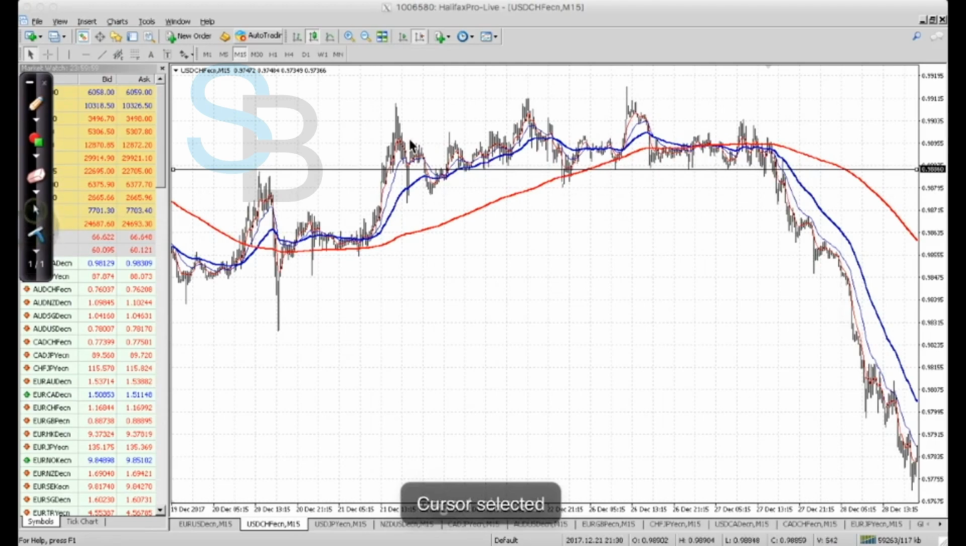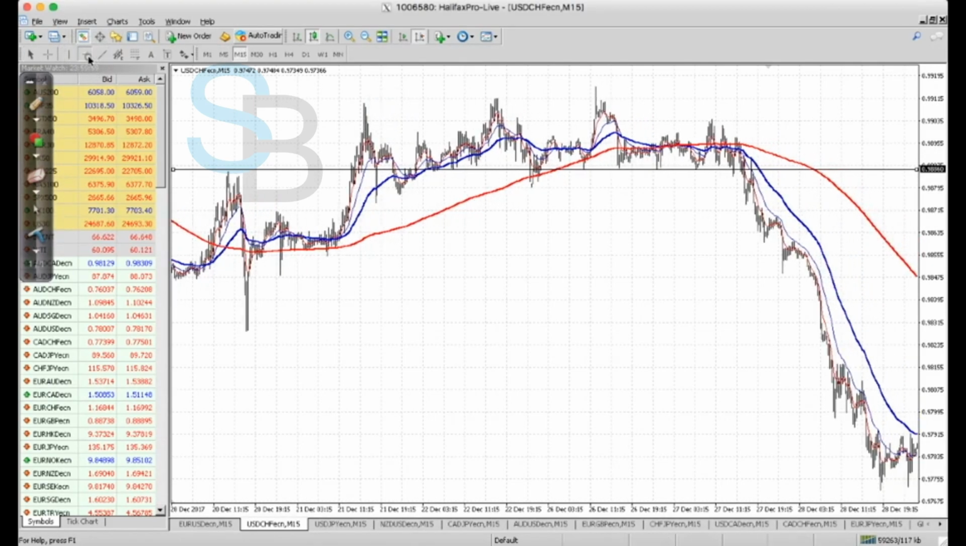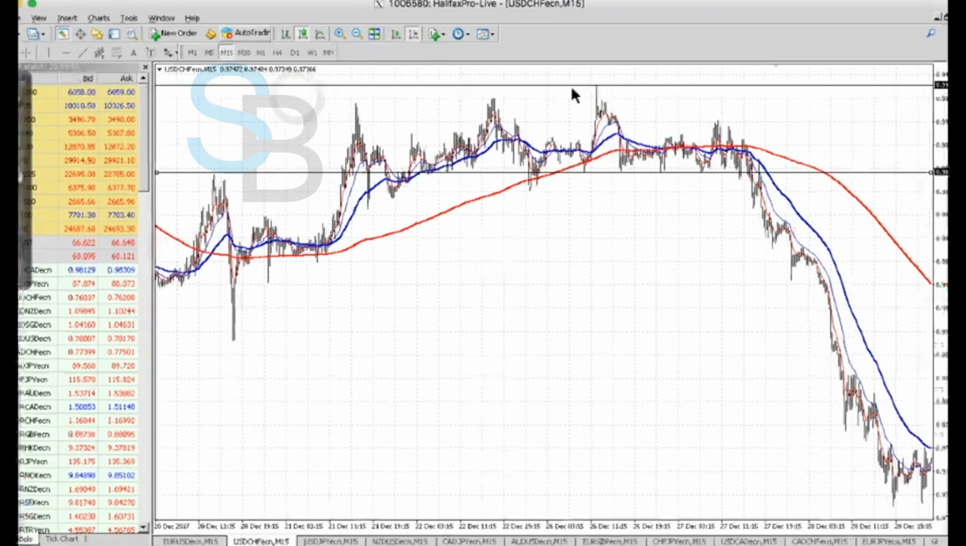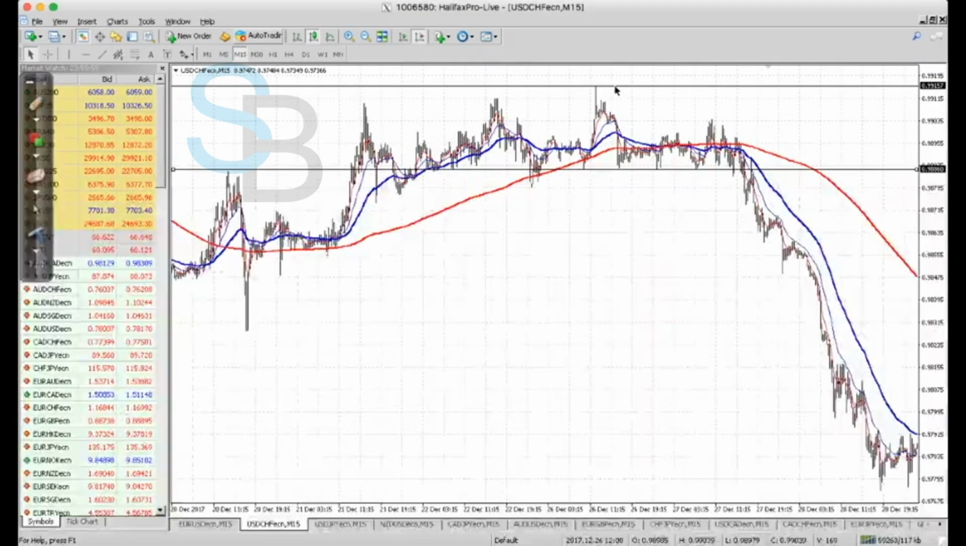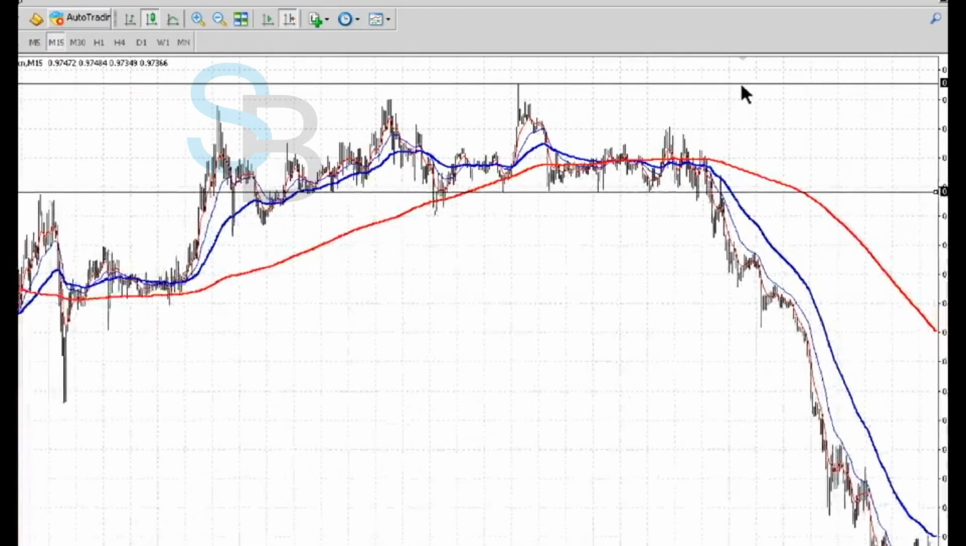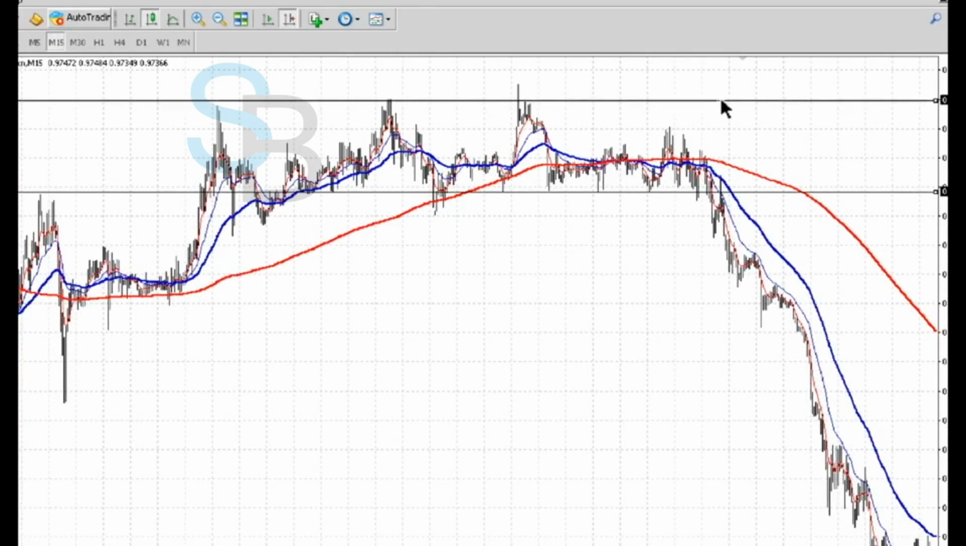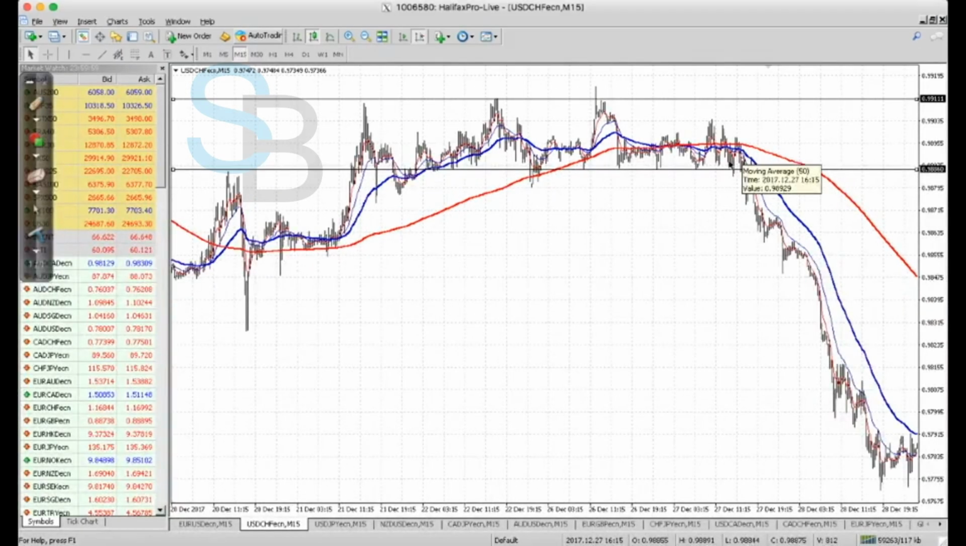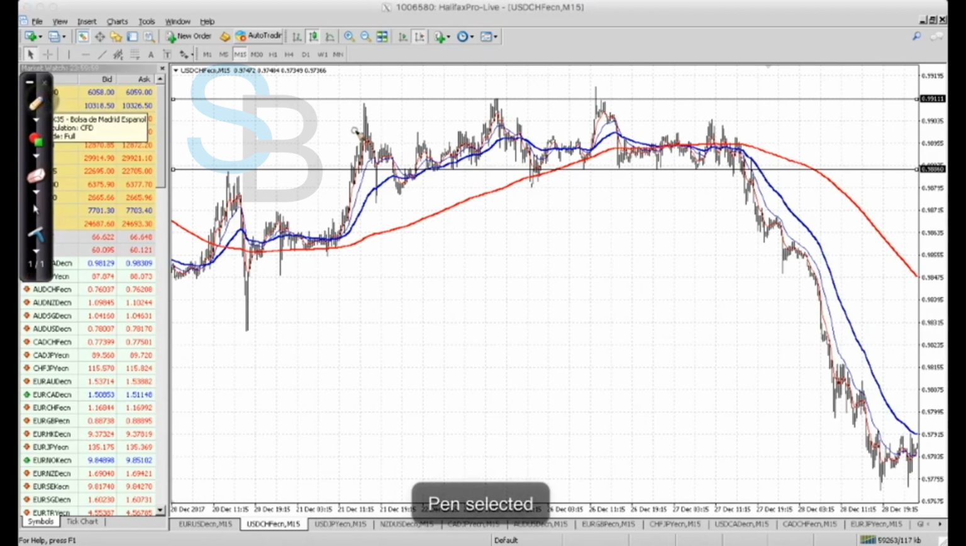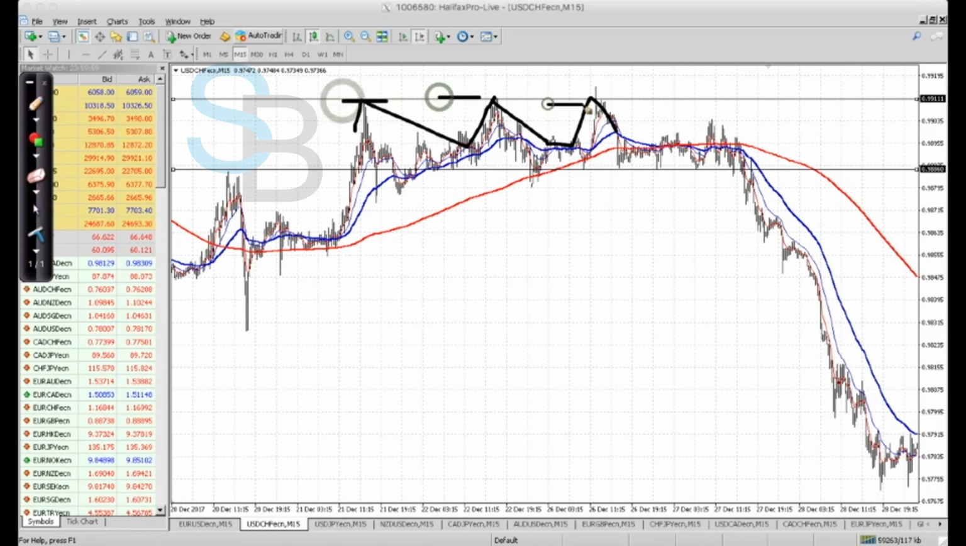Okay, so that was the support level. Where would I draw the resistance? Would I draw it up there? Would I put the resistance up there? No, it only touched once, so it's not very significant, right? Would I draw it there? Yeah, because it tested once, twice, three times. So that is a significant level, okay?